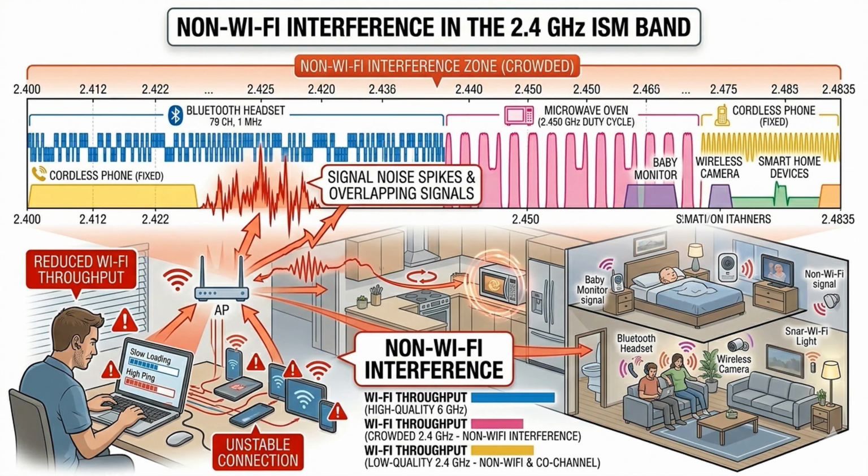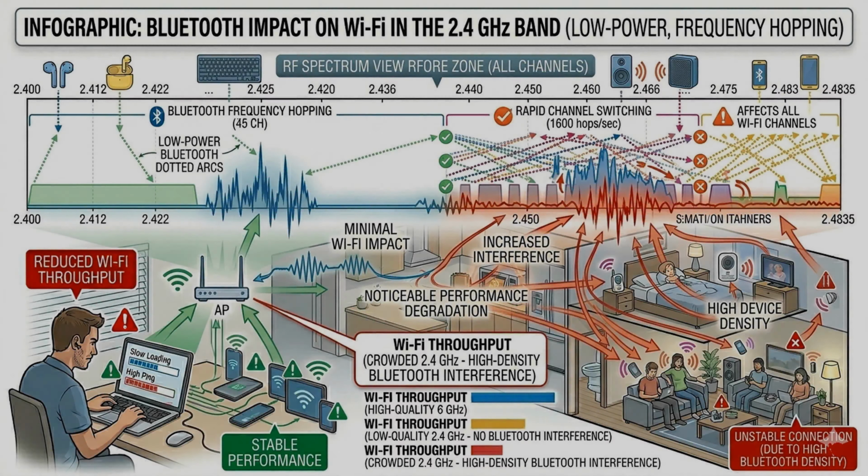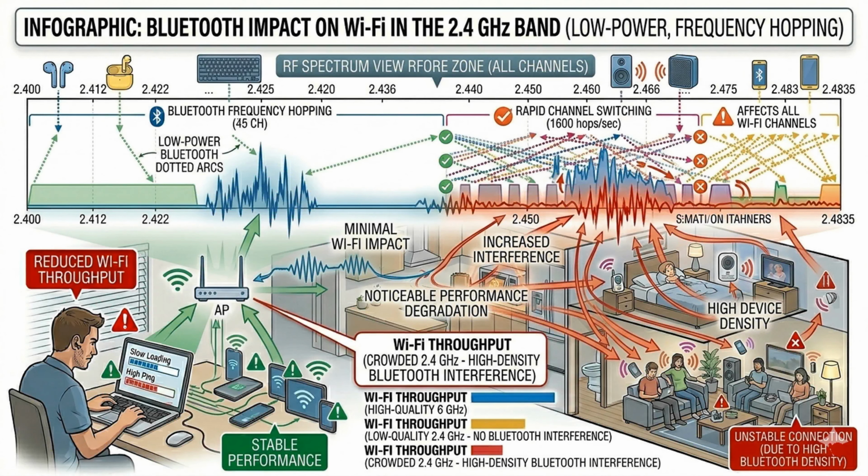Non-Wi-Fi interference. Non-Wi-Fi interference is most common in the 2.4 GHz ISM band because many household and consumer devices operate in this frequency range. Bluetooth. Bluetooth devices operate in the 2.4 GHz band using frequency hopping, rapidly switching channels across the spectrum. Because they affect all channels, changing Wi-Fi channels usually does not avoid Bluetooth interference. Bluetooth devices are low-powered and hop quickly, so their impact on Wi-Fi is generally minimal. Interference becomes noticeable only when many Bluetooth devices are active at the same time.